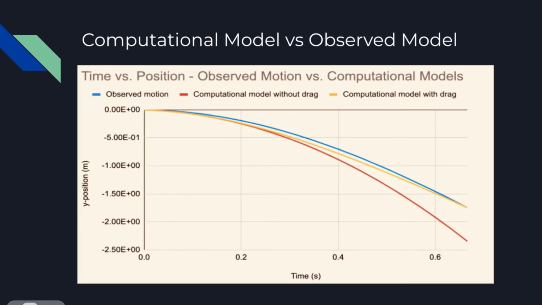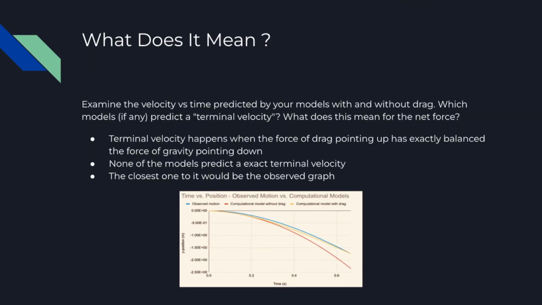So we can see that in our computational models, the one that included the drag force with the gravity is closer to the actual observed motion. And this makes sense because in real life, we also have to account for the drag force, which is created by the air coming down. However, the lines are not exactly the same between the observed motion graph and computational model graph because it was impossible to correctly predict this 100%.